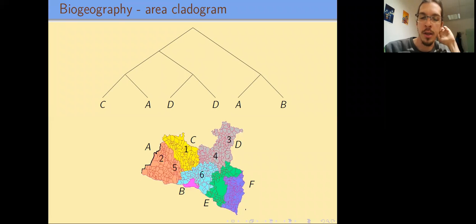And this, the author of that paper I mentioned, they call this an area cladogram, which is, in the sense of my definition before, a multi-labeled tree. Just to be precise, the previous example, the polyploid one, it was a real example. This one is a toy example, so no correspondence in reality. I made up the map.